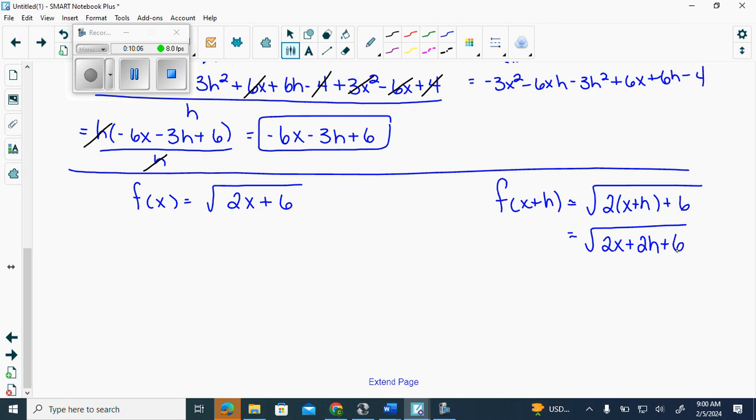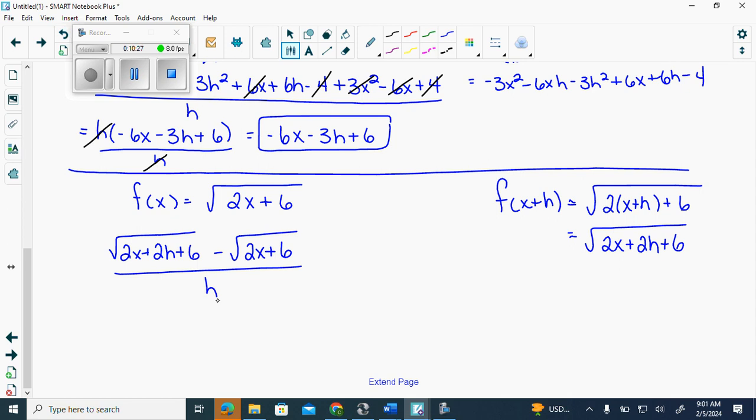Now, we have to go f of x plus h, so that's the square root of 2x plus 2h plus 6. And then we're going to subtract off f of x, which is the square root of 2x plus 6. And it's all over h. And I told you, these are going to lead to the limit as h approaches 0. So we need to get that h to go away.